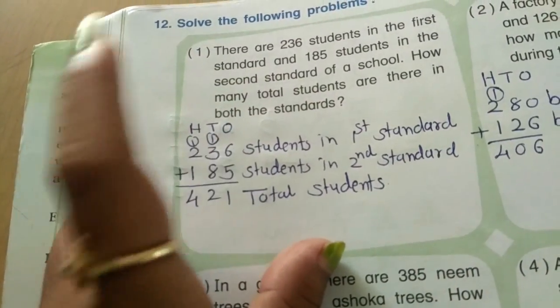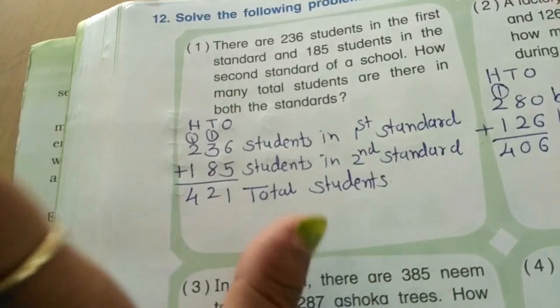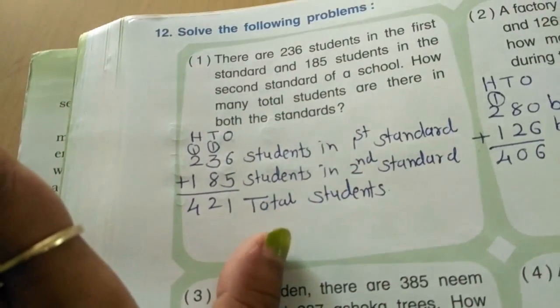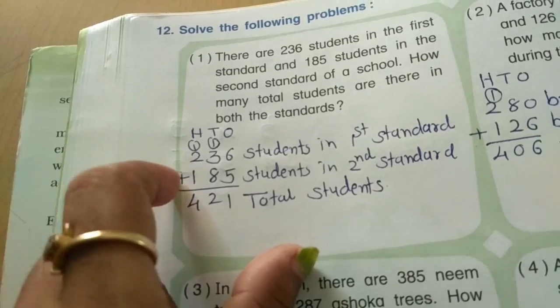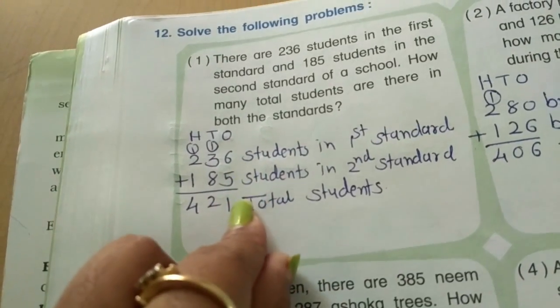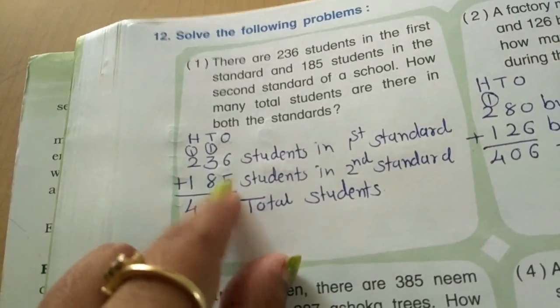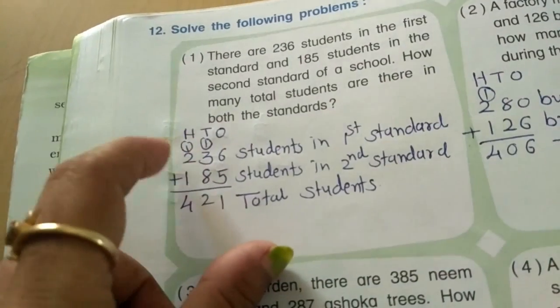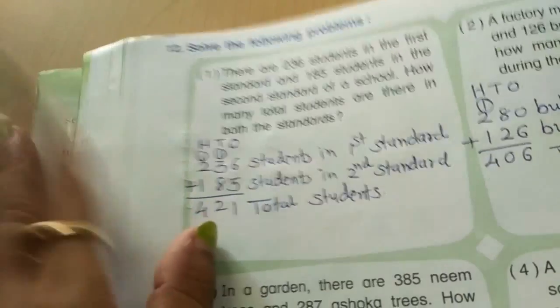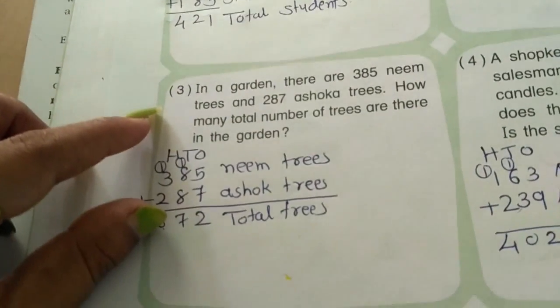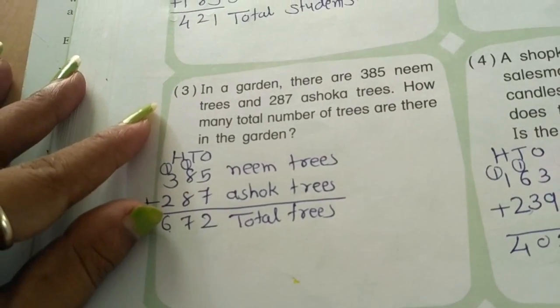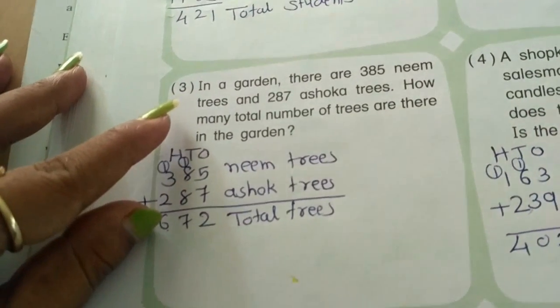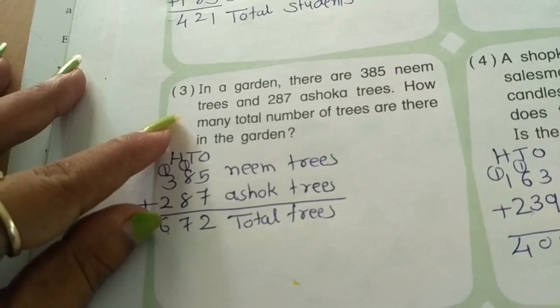Now we are going to do the addition, then we will find the total students in both the standards. So we are going to do the addition. 6 plus 5 is 11, 1 carry 1. 8 plus 1 is 9, plus 1 is 10, plus 2 is 12, carry 1. 2 plus 1 is 3, plus 1 is 4. So 421 students.